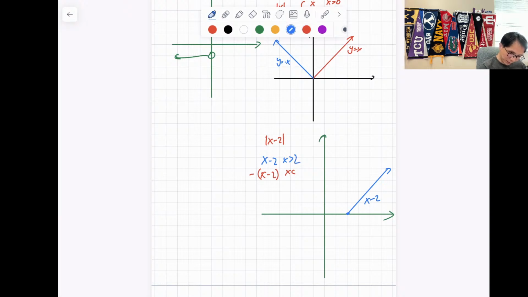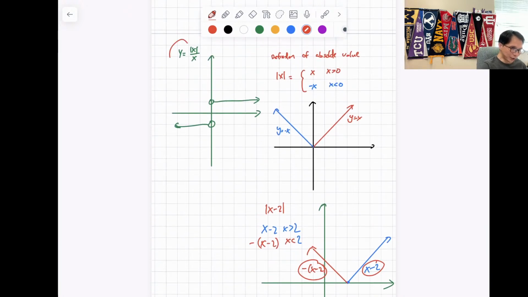This is 2, and this is less than 2, so it's going to be like this way. Make sure you know this side though. This side is going to be negative x minus 2. It's a negative version of the graph, so negative parenthesis x minus 2. If you distribute it, you'll find the y-intercept is 2. The slope is negative, so that is going to be like this. So this is a positive version, and this is a negative version of the same absolute value. It's that without absolute value.